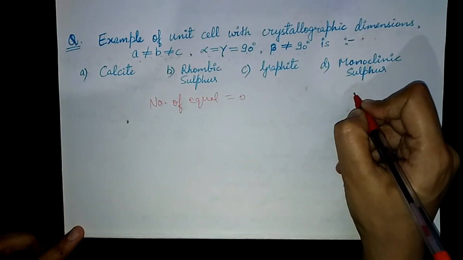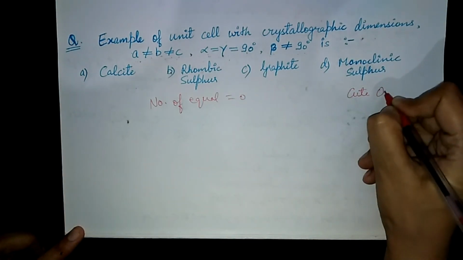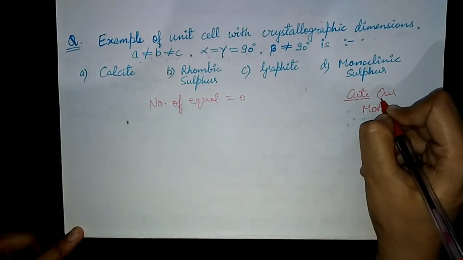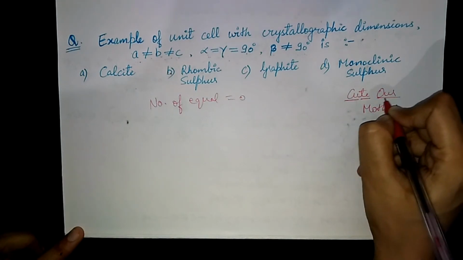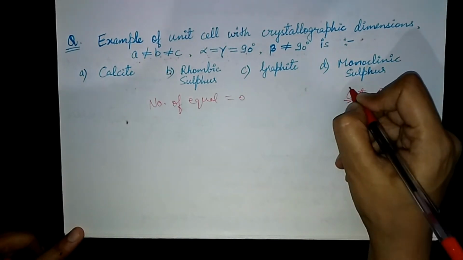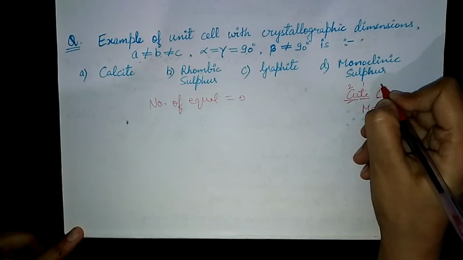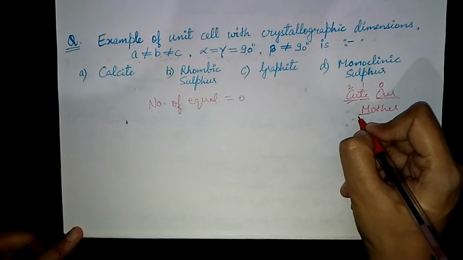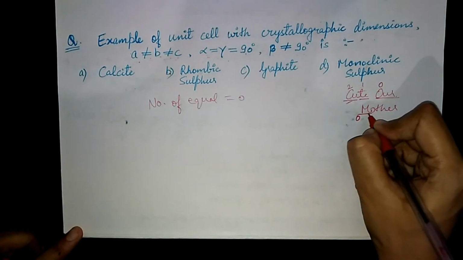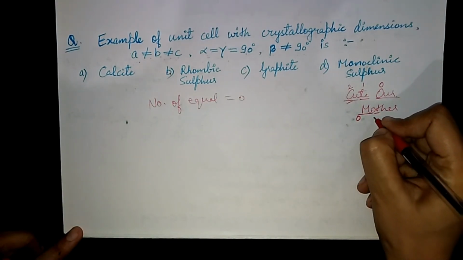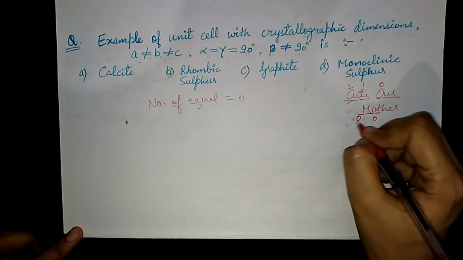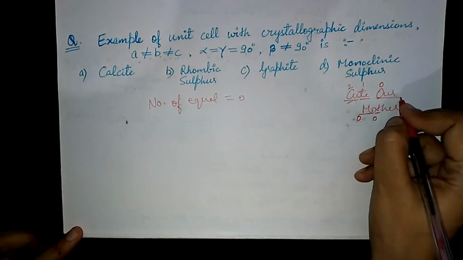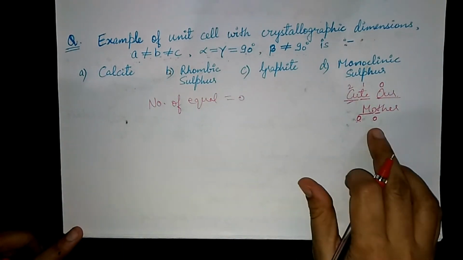We have seen cute our mother, that is cubic, tetragonal, orthorhombic. That means 2 equalities, 1 equality, then 0 equality is present in orthorhombic. Then monoclinic is also having 0 equalities. Then triclinic is also having 0 equalities. These three have 0 equalities, so the option will be among these three, that is orthorhombic, monoclinic or triclinic.